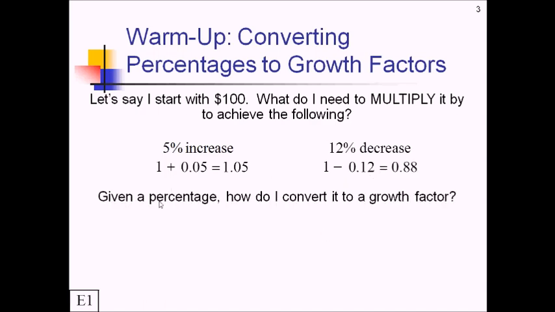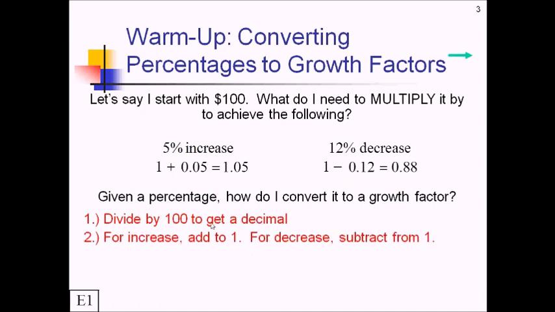So in general, if I have a percentage, how do I convert it to a growth factor? Two steps in this. First, divide the percentage by 100 to get a decimal. And then, if you're increasing, add that decimal to 1. If you have a decrease, subtract it from 1.